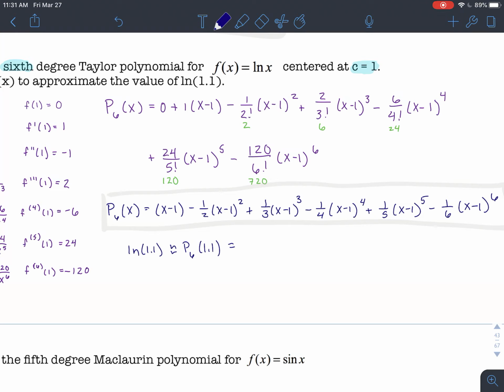and then we have plus 1/3 times 0.1 cubed minus 1/4 times 0.1 to the 4th plus 1/5 times 0.1 to the 5th. And in theory, you could do all of this by hand, but we have technology, so I'm going to use it just to get what the final value is.